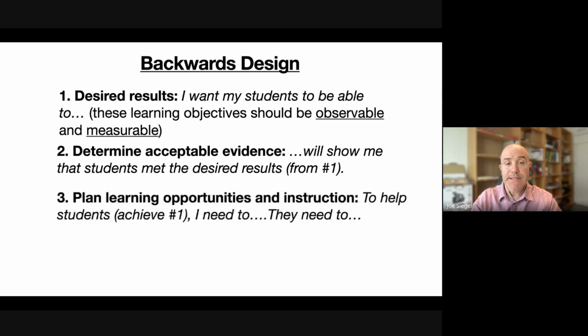And after we've determined the acceptable evidence, we can plan learning opportunities and instruction. Okay, so here's really the teaching part, number 3. Plan learning opportunities and instruction. To help students achieve the desired results, I need to do this as a teacher, and they need to do this as students. So if we think of this kind of formula, it can be very helpful so that we know what to assess and how to assess. Desired results, determine acceptable evidence, and then plan learning opportunities and instruction.